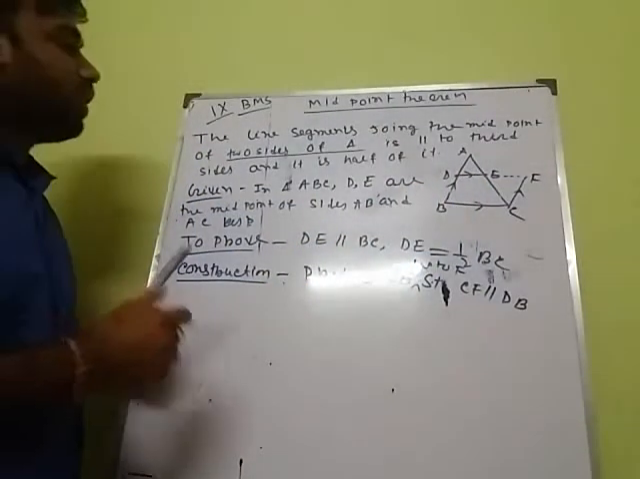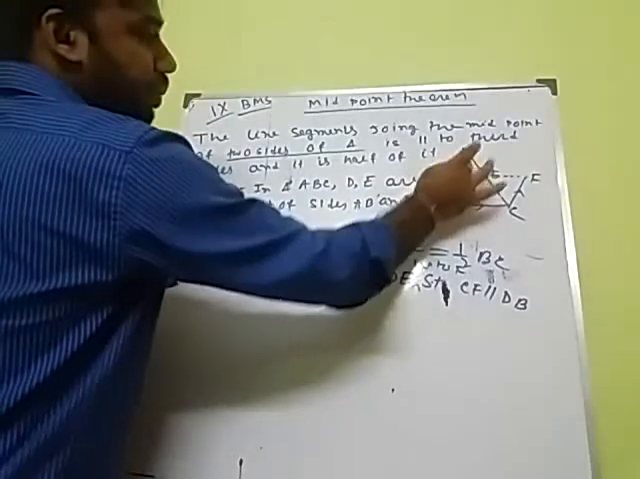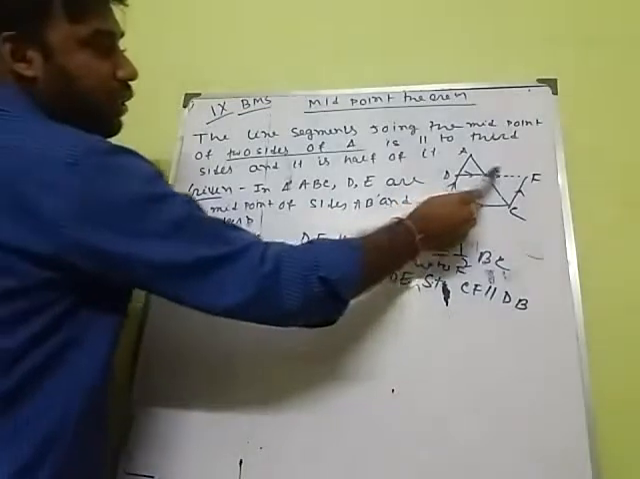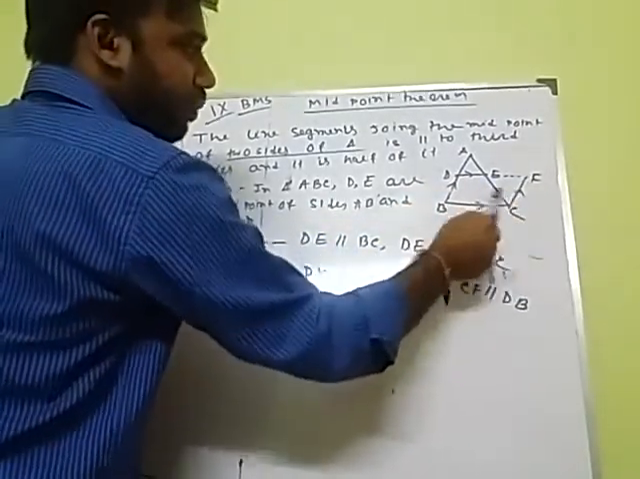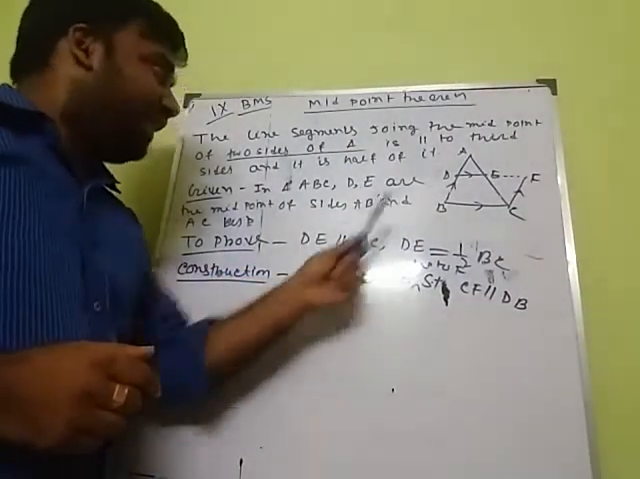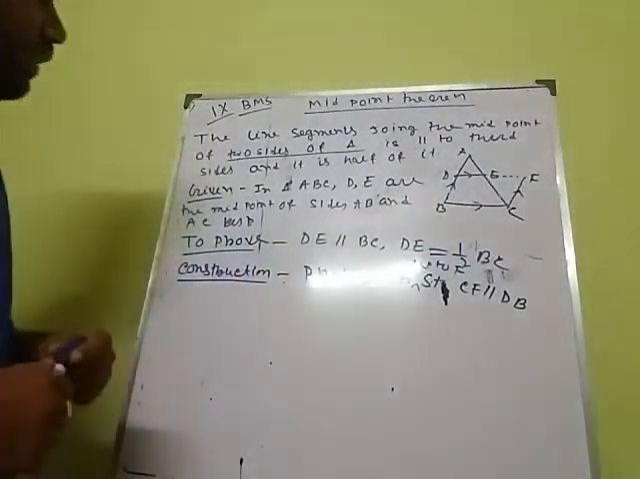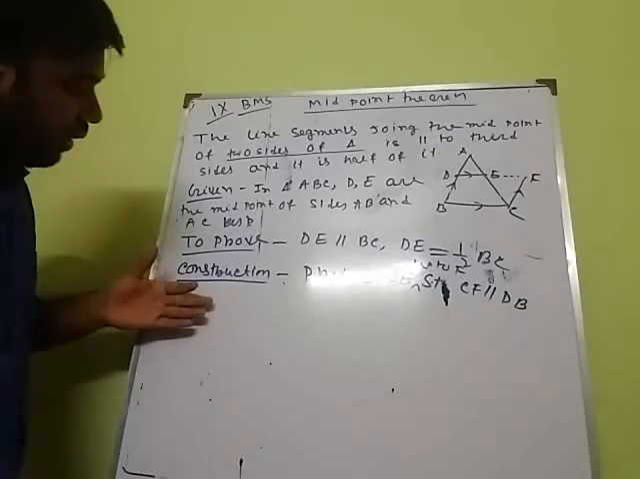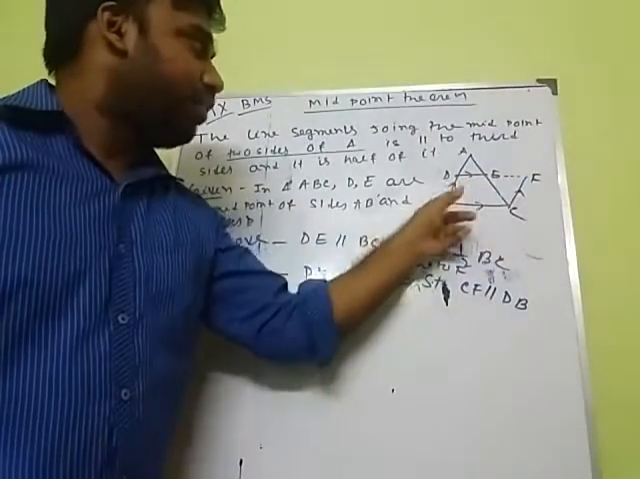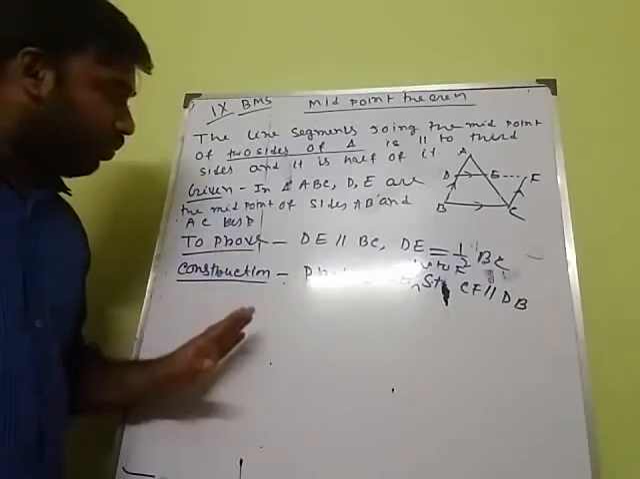So again I am telling you from the beginning: the line segment DE joining the midpoints D and E of AB and AC will be parallel to BC and half of BC. Produce DE to F such that CF will be parallel to AB. These are the conditions, and we have to prove DE parallel to BC and DE equal to half of BC. We have also written the construction statement. Now by taking the help of these things, we have to prove the theorem.